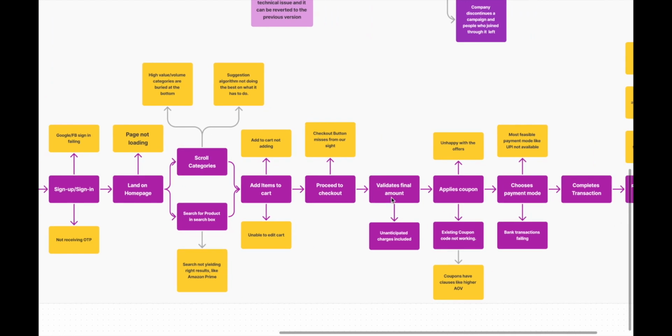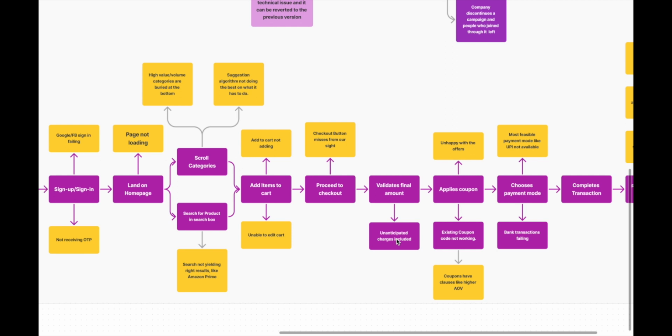Okay, now the person validates the final amount. What happens when they validate the final amount? They usually see some unanticipated charges included. So when they see unanticipated charges included, maybe like delivery fee or GST or random donation charges, which is mandatory and they cannot exit from the charges, they will drop off and go to some other portal where they can buy without the extra charges. This could be one reason why the checkout page drop off generally happens.